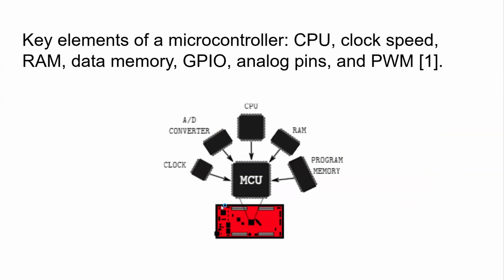So just some key elements of a microcontroller are the CPU, right? The clock speed, which is directly associated with that CPU. Random access memory, so that's RAM, and then data memory, the general purpose input output pins, and then there are analog pins and the pulse width modulator. And so we'll be taking a look at all of these different things throughout the course, but just to give you an overview of what the microcontroller itself entails. So here's a good little picture that I also pulled out of one of the reference textbooks.